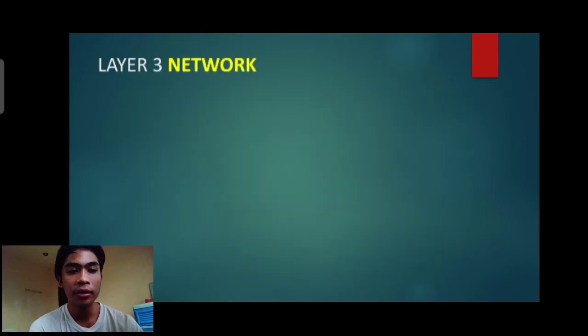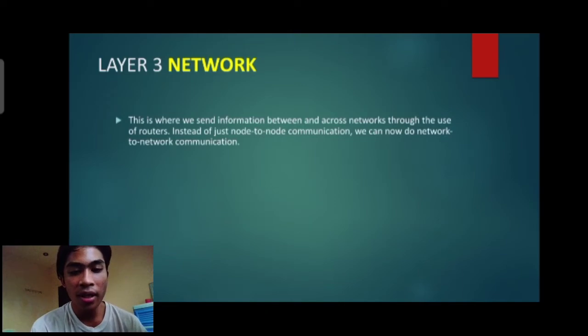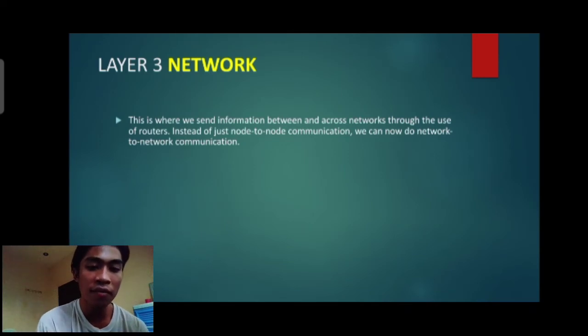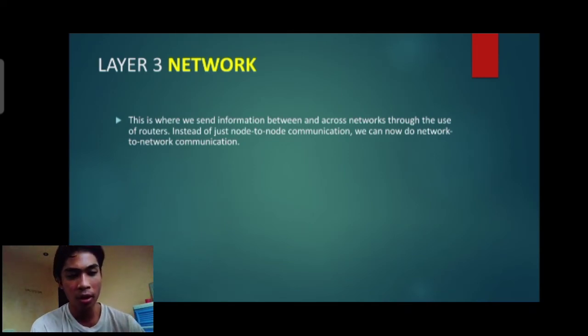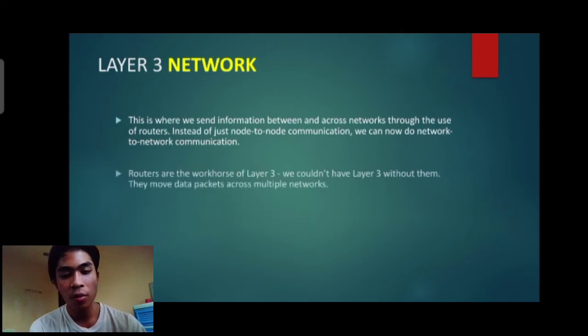Okay? So layer 3, the network layer. This is where we send information between and across networks through the use of routers. Instead of just node-to-node communication, we can now do network-to-network communication. Routers are the workhorse of layer 3. We couldn't have layer 3 without them. They move data packets across multiple networks.